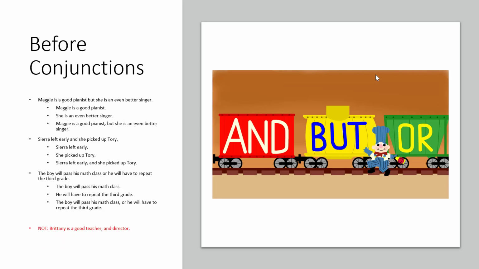When you are writing, you don't want to put a comma between a complete thought and the conjunction when you do not have a complete thought that follows. So in my non-example, Brittany is a good teacher and director, that comma should not be there.